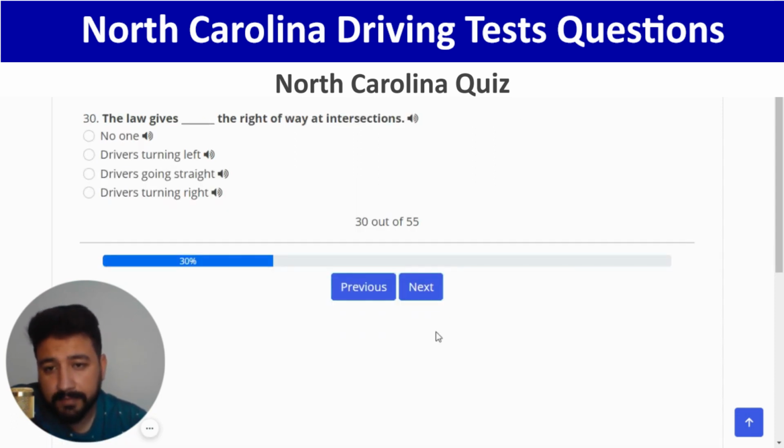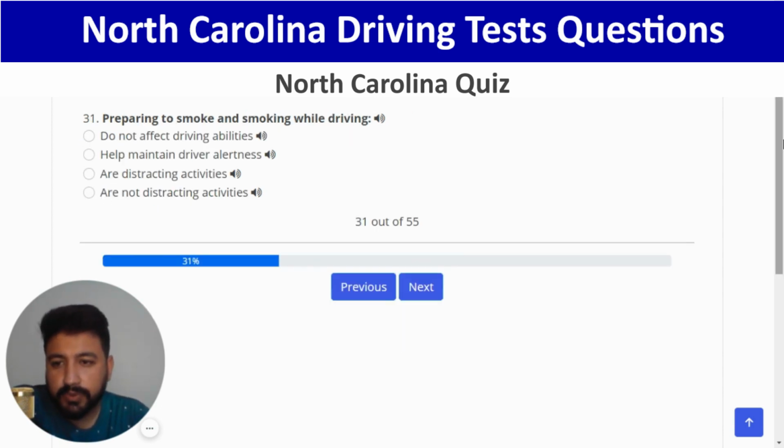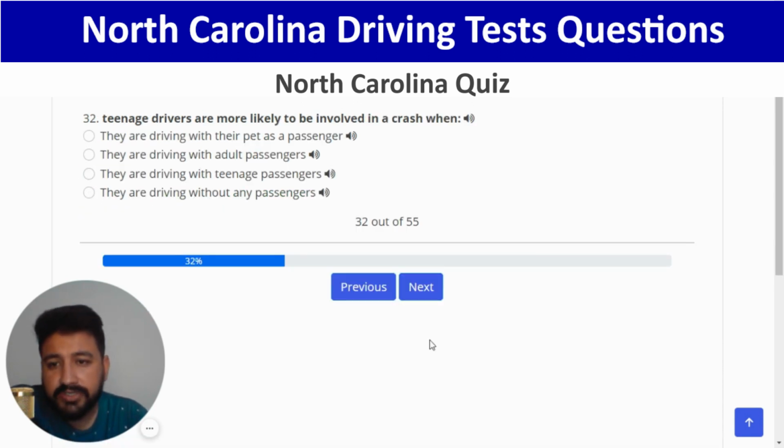The law gives blank the right of way at intersections. The right answer of this question is no one, which is the first one. Next. The 31st question is preparing to smoke and smoking while driving. The right answer is are distracting activities. So let's click on the third one. Next. Teenage drivers are more likely to be involved in a crash when the right answer is they are driving with teenage passengers. So it seems like the third option is the right one.